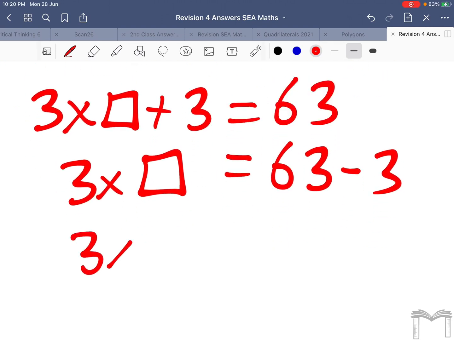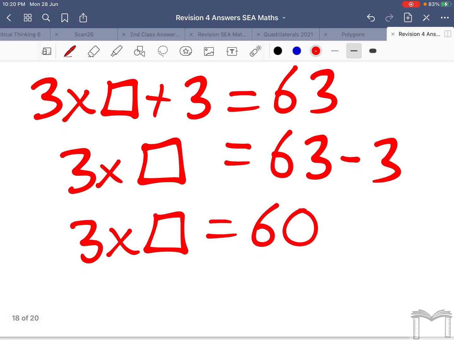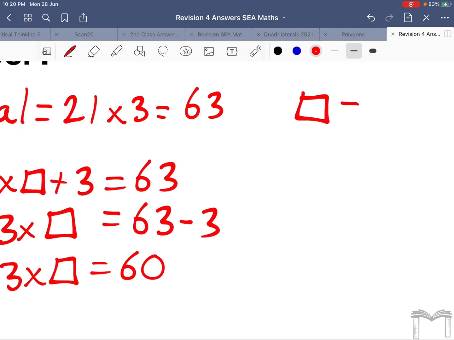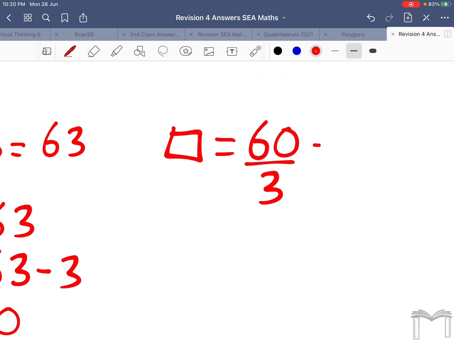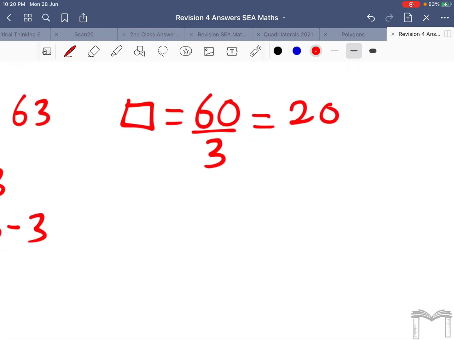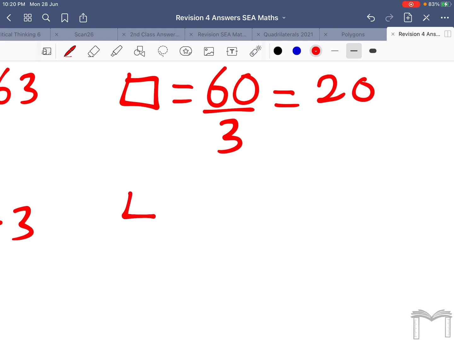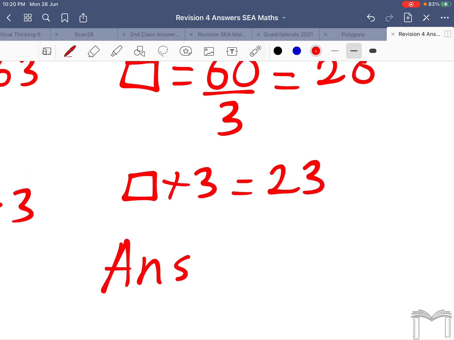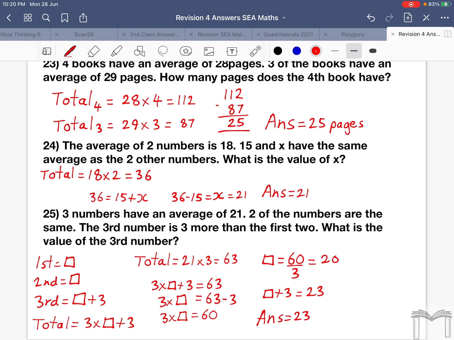So 3 boxes is equal to 63 minus 3, which is 60. So 1 box will be 60 divided by 3. We know 60 divided by 3 is 20. What is the value of the third number? So the third number is box plus 3, which is equal to 23. So the answer is 23. So don't forget to put your units. This one doesn't have any particular units.